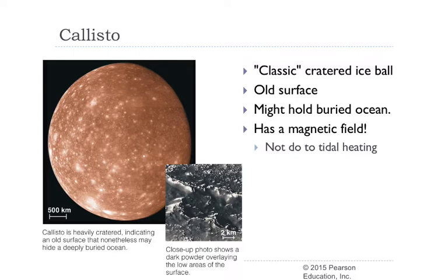So if you have a magnetic field, that means that you have to be rotating and you need to have a heat source. And since this is a ball of ice, if there's a heat source, then we anticipate that it's perhaps melted on the inside. And so that's what leads us to believe that there's perhaps a buried ocean.